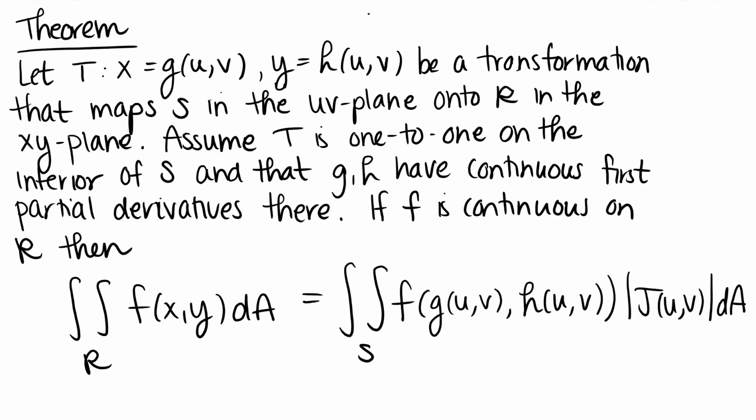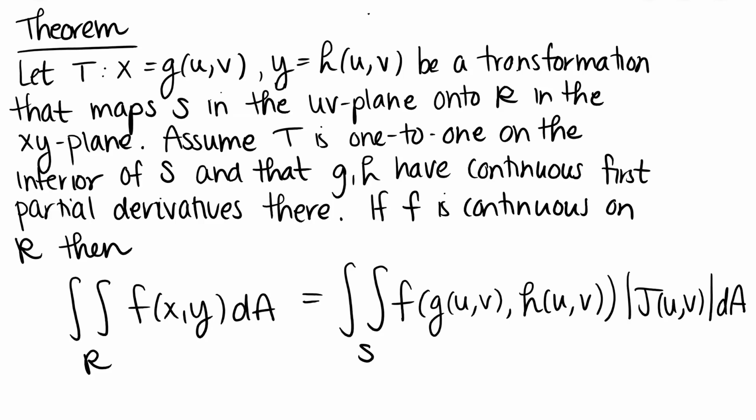We'll call that g of uv, and h is the function h of uv. It maps S in the uv plane onto R in the xy plane. But we really want to think of it the other way. Assume T is one to one, meaning that if uv goes to some xy, that's the only one that goes to that one. If 2, 3 is mapped to 4, 7, we don't have another one mapped to 4, 7.